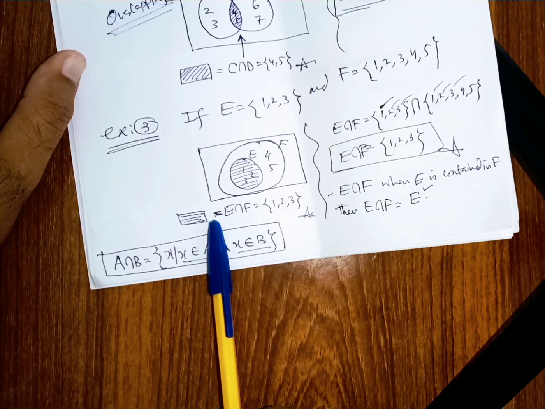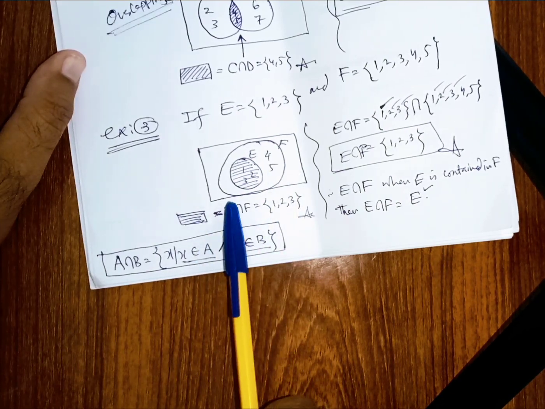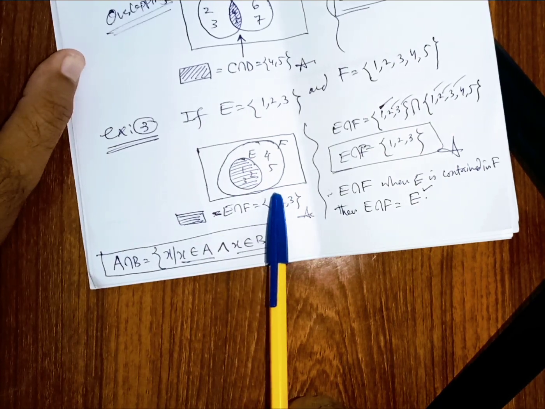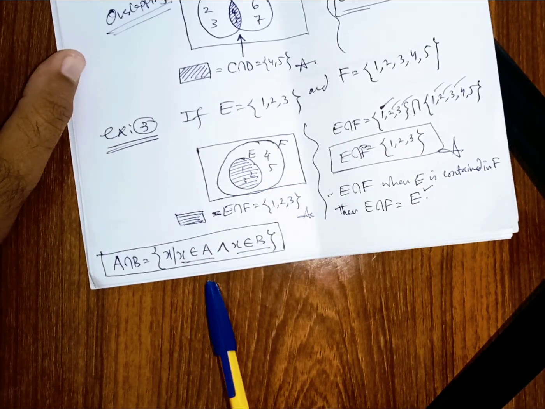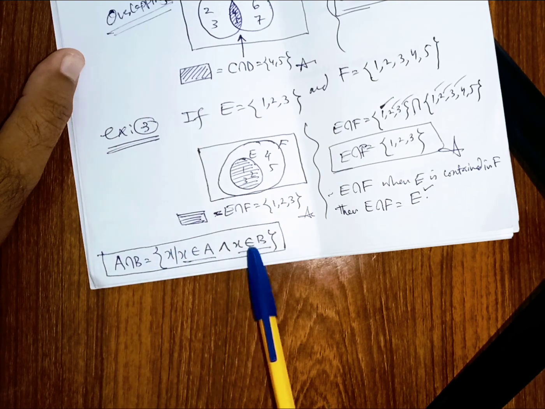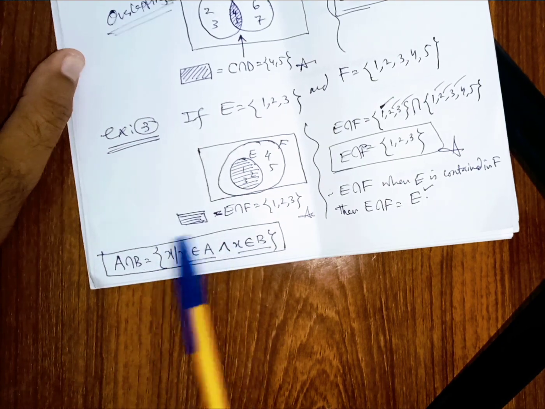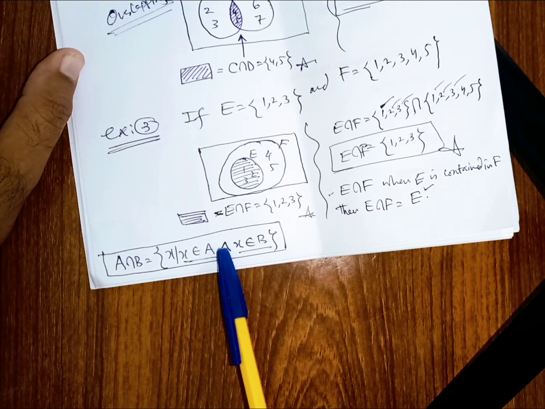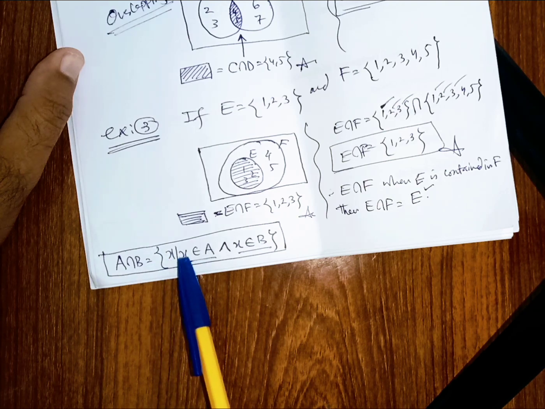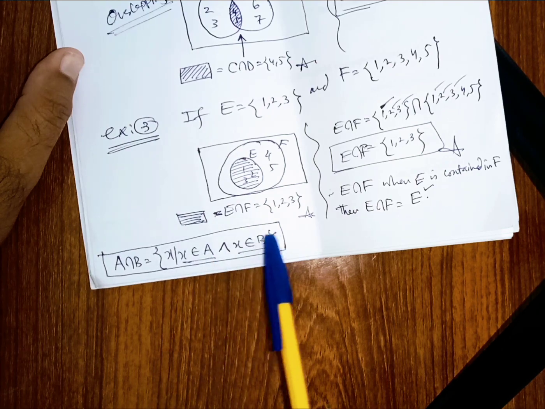Hence in this situation, if E is smaller than F and E is a subset of F, the answer in the intersection will always be the smaller set, this one. And in generalization, if you want to know what A intersection B is, it shows that in our answer you will choose those elements that are in A and that are in B.